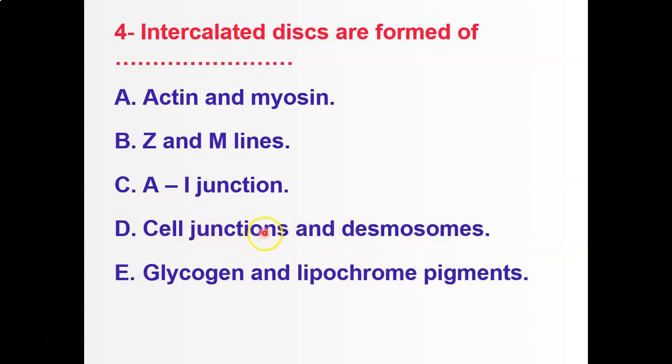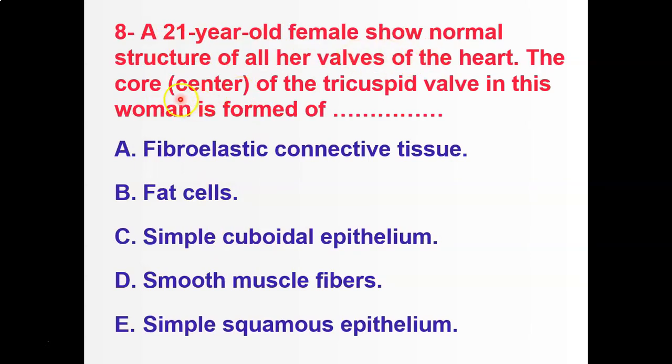Answer is number D. A 21-year-old female shows normal structure of her heart valves. The core of the tricuspid valve in this woman is formed of, yes, fibroelastic connective tissue, and covered by simple squamous epithelium. So the core or center is formed of fibroelastic connective tissue and covered by simple squamous epithelium. The answer is A.